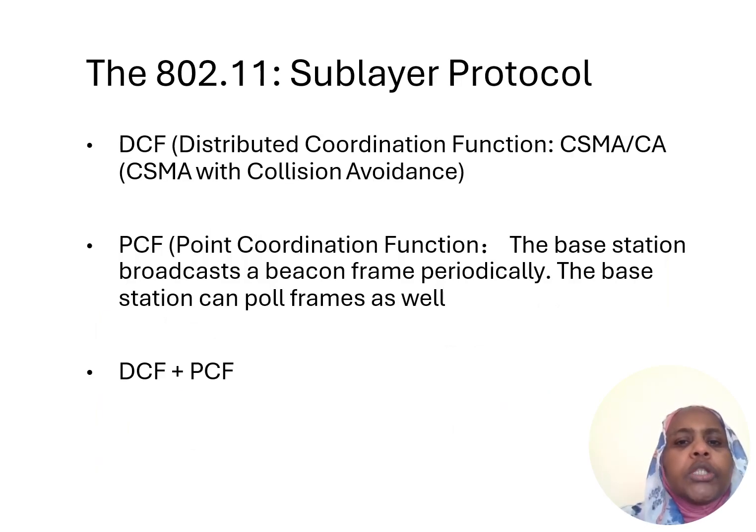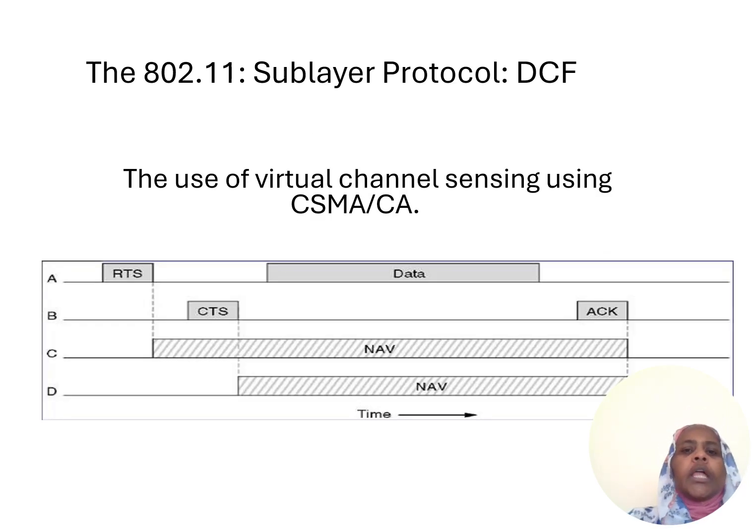This mode is called the distributed coordination function, DCF, for CSMA/CA. And there's another mode that has a single point of coordination. It's called PCF, point coordination function, where the base station broadcasts beacon frames periodically, and the base station can poll frames as well. And the third mode is DCF and PCF at the same time.